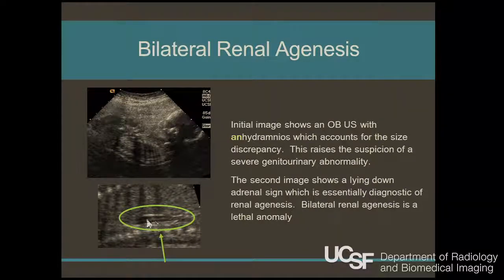So this is the adrenal gland, which has that typical sort of Oreo cookie appearance, and it's flattened. The reason it gets triangular is because the kidney grows and pushes it up, and you get that triangular shape. So if you have no kidney, you'll get this lying down adrenal.